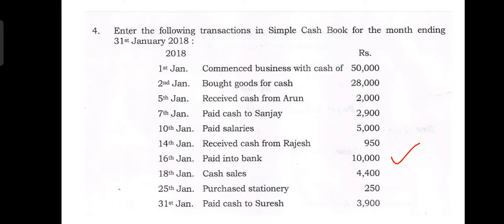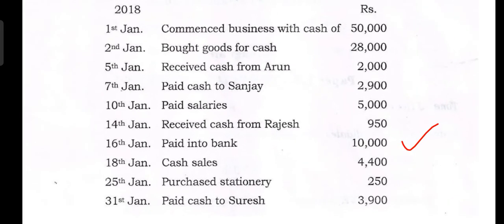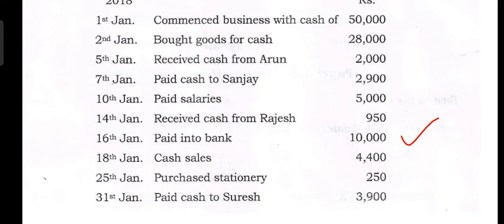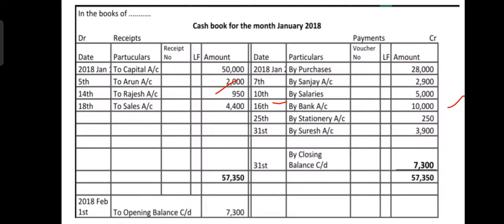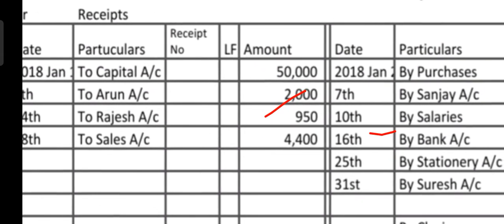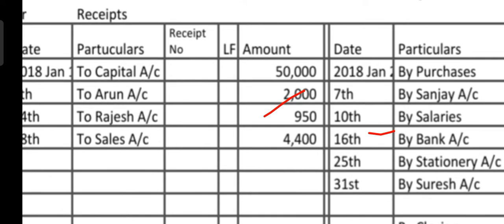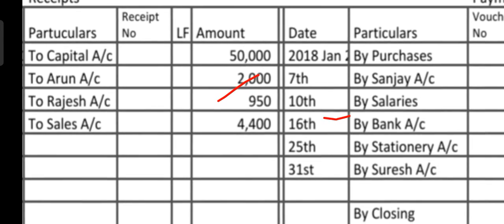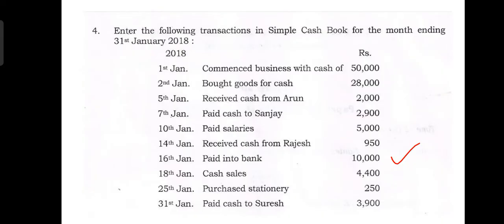This is on 18th, cash sales. Again we are making sales and we are receiving cash of rupees 4,400 on 18th January. Now the same we are going to record under the receipt side, because we are receiving the cash of 4,400 rupees. Okay, this appeared here under the receipt side, 4,400. Now see the next transaction.